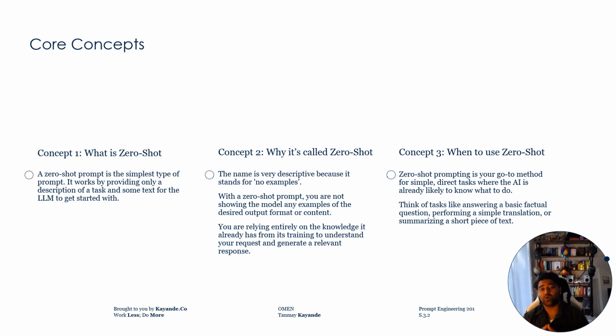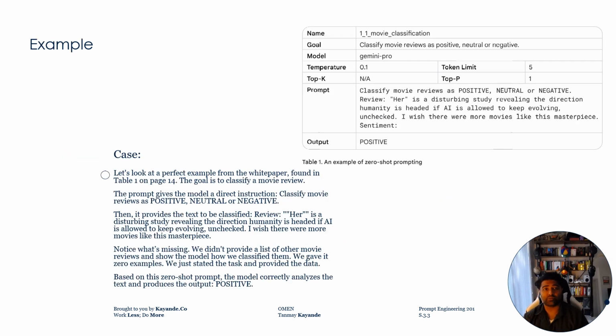Zero-shot prompting is your go-to method for simple and direct tasks where the AI is already likely to know what to do. Think of tasks like answering a basic factual question, performing a simple translation, or summarizing a short piece of text. It is the foundation of most of our daily interactions with large language models.